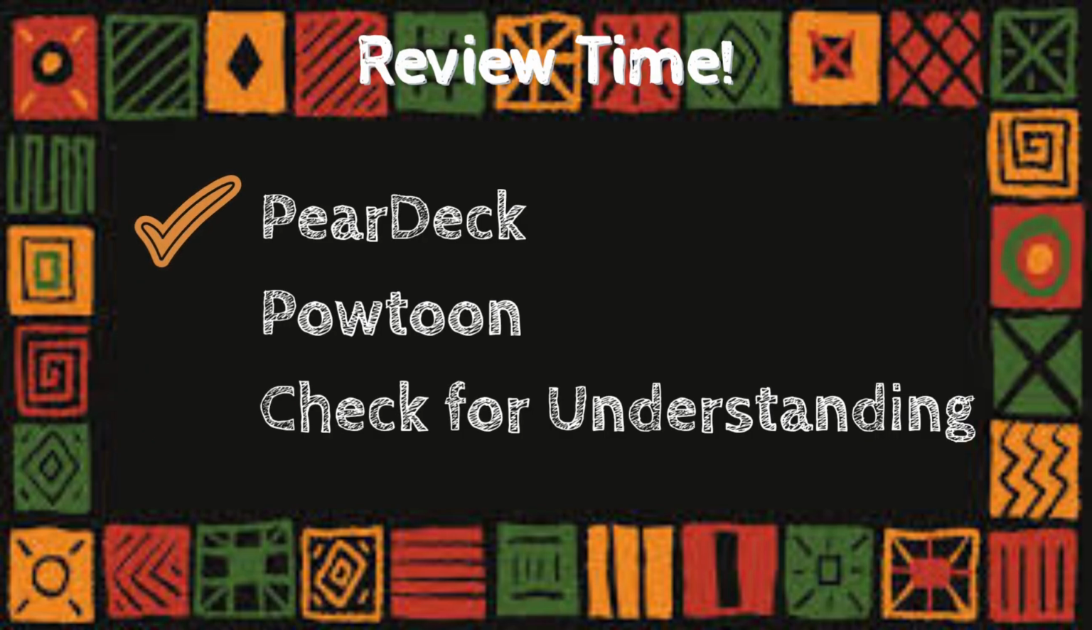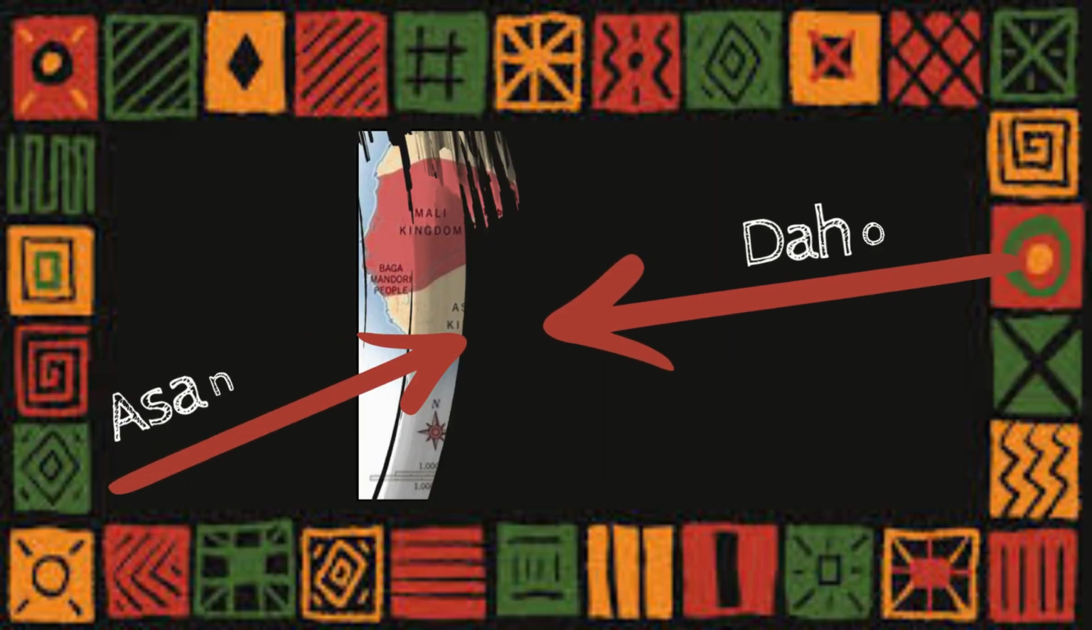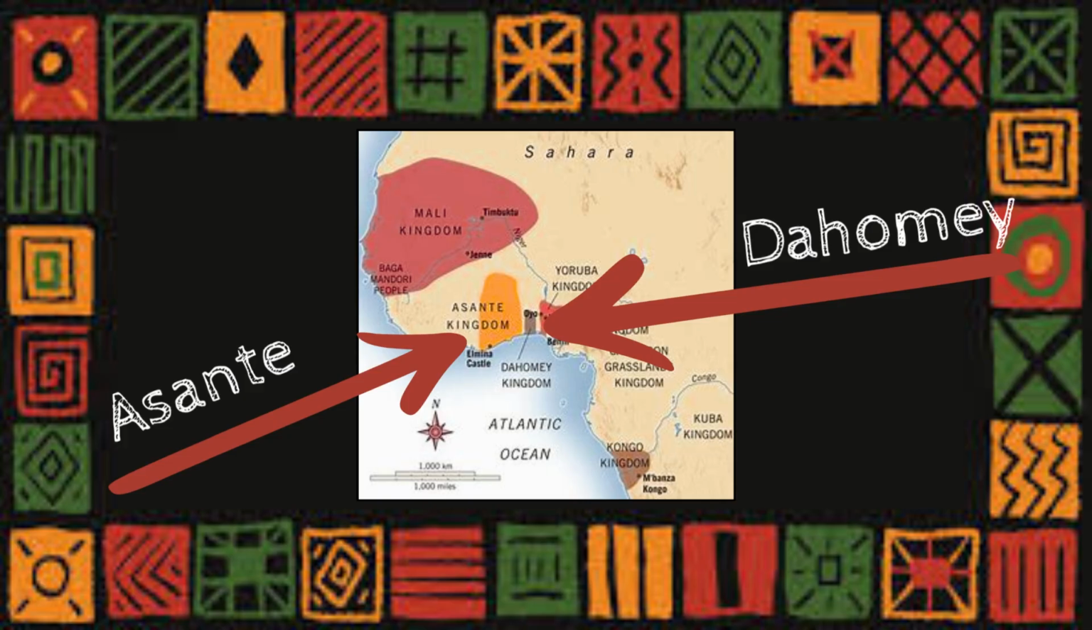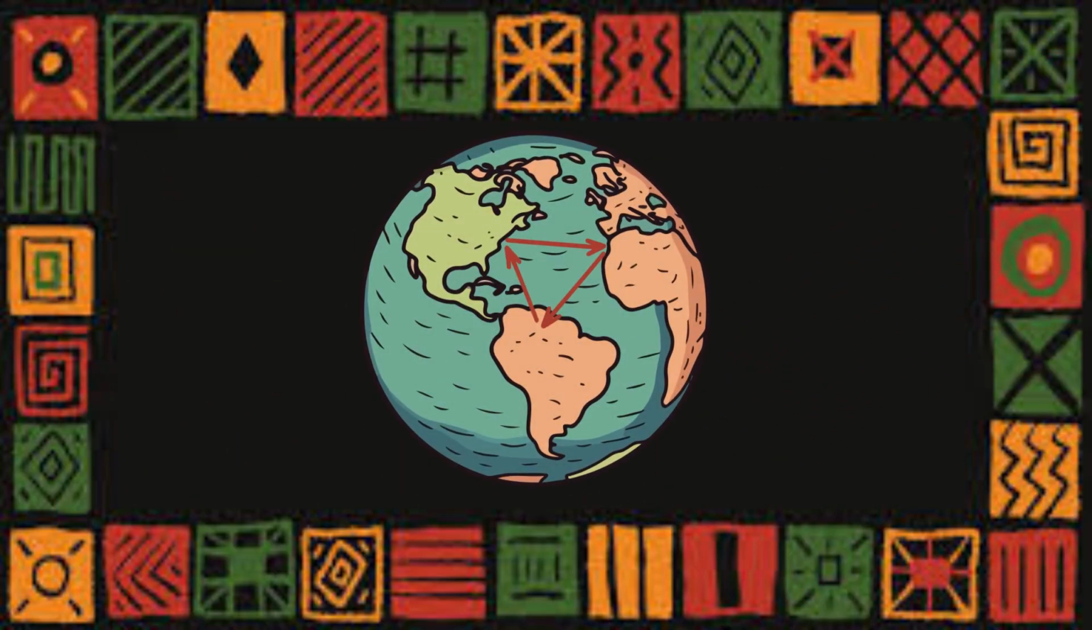You've worked through the PearDeck, seen the key ideas in the PowToon, and completed the check for understanding. To close, let's review the main takeaways from this lesson. Today we learned how the Dahomey and Asante kingdoms shaped trade in West Africa, and how European contact, beginning with the Portuguese, expanded that trade into the Atlantic Ocean.